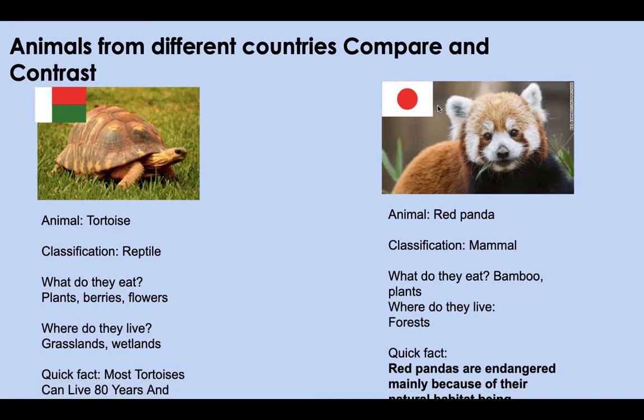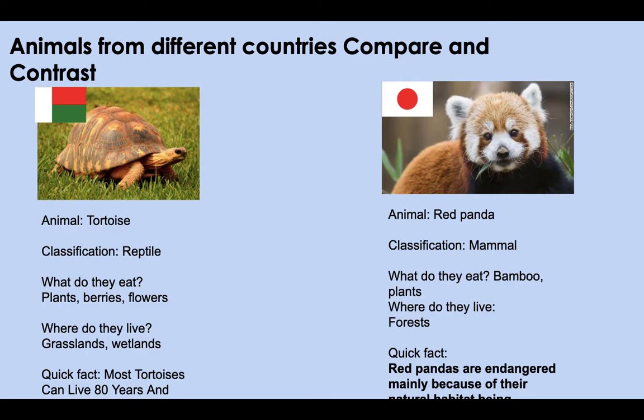Their classification is mammals. That means they do not lay eggs. What do they eat? They eat bamboo, plants, and small insects. Where do they live? They live in the forests. A quick fact about pandas. Did you know that pandas are endangered because of their natural habitat being destroyed by humans?